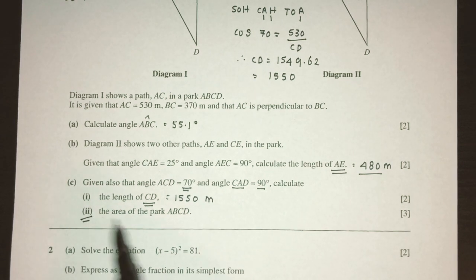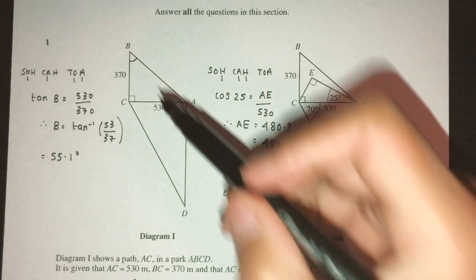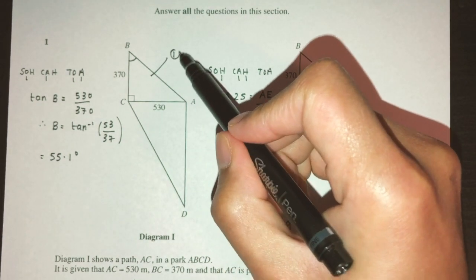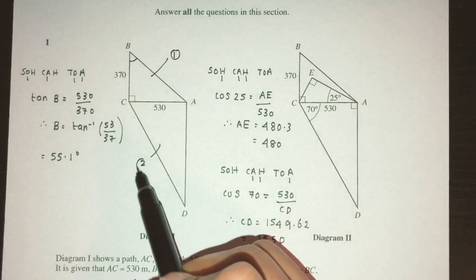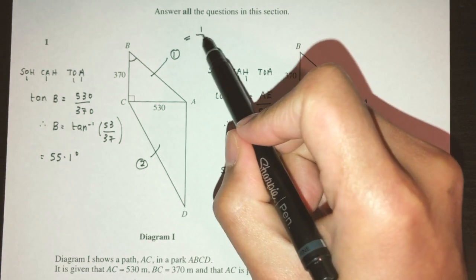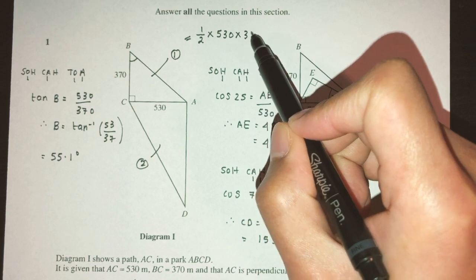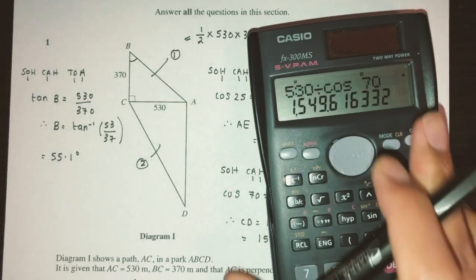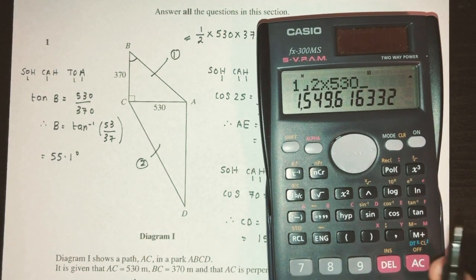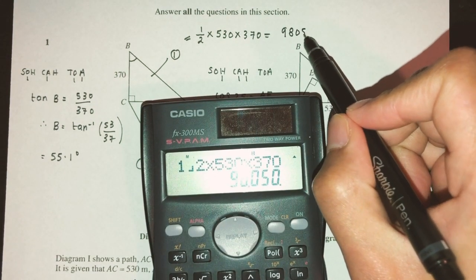Now for part 2, we have to find the area of the park ABCD. So how do you find the area? We have to observe one by one. We can find the area piece by piece. Let's find this one first. This is number 1 and this is number 2. Number 1 is pretty easy. It's the area of a triangle. You can find that by using half times base times height. That will be 98050.